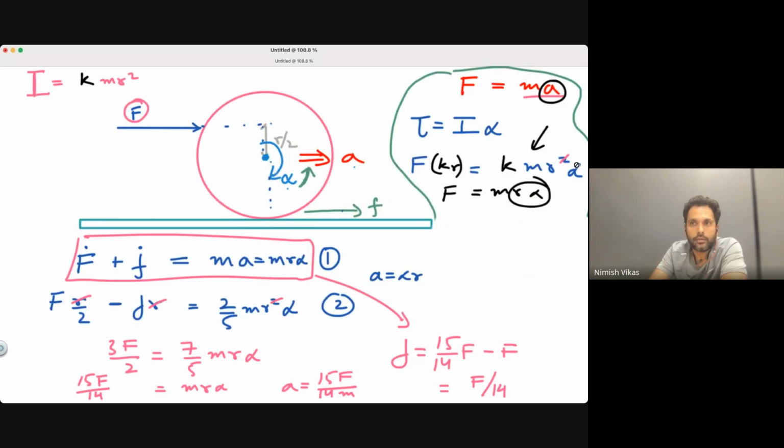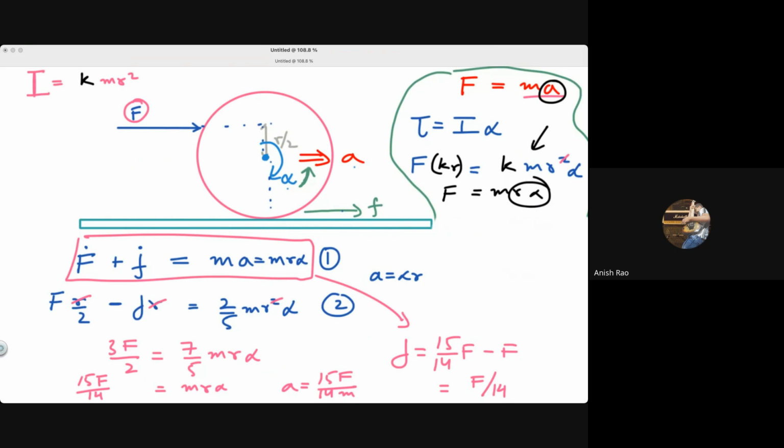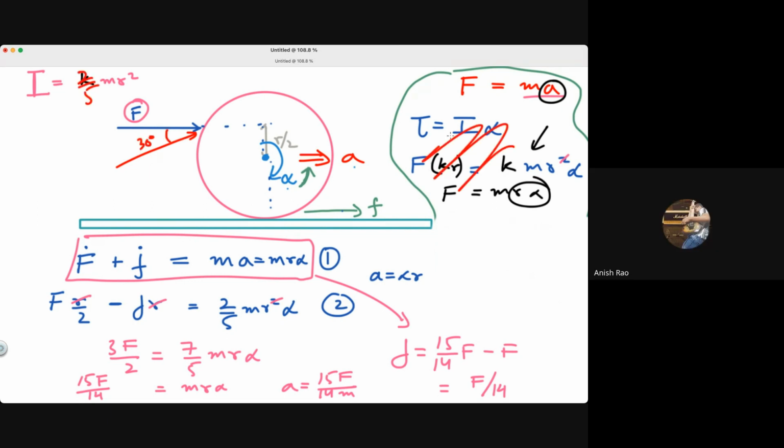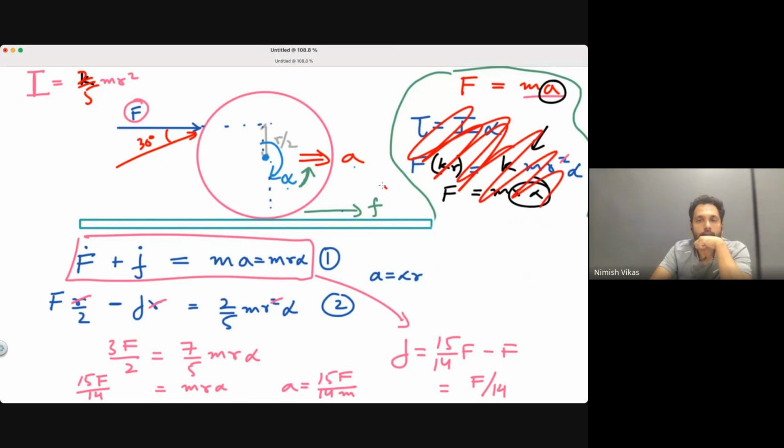Same question, okay? And instead of the force being flat, if the force was at some angle, 30 degrees with the horizontal, same previous question. Then will the friction come forward or backwards, or will you have to calculate and all, and you can't say?